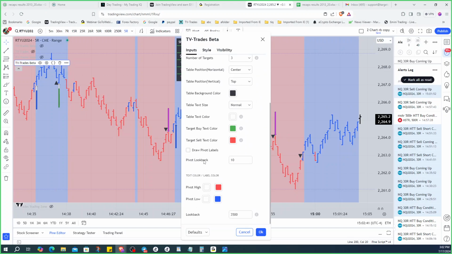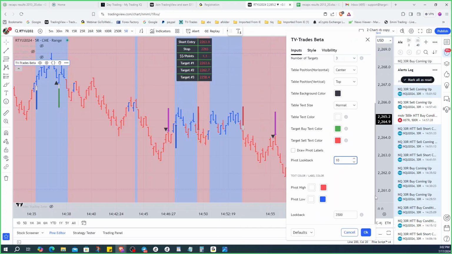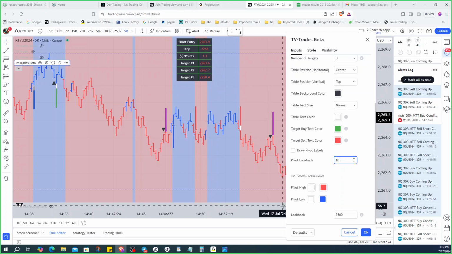Down here you would have the pivot look back. You adjust that. The bigger the number, the farther away the pivots are going to be, the bigger the targets are going to be. The smaller the number, the closer the pivot's going to be, the smaller the targets are going to be. That's the way that works. That was one of the things.